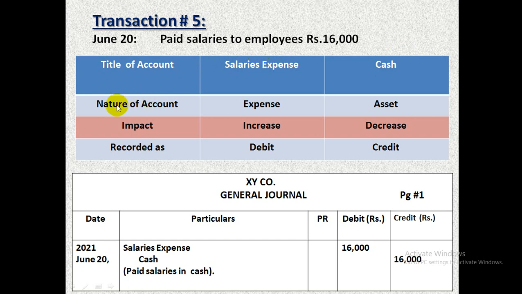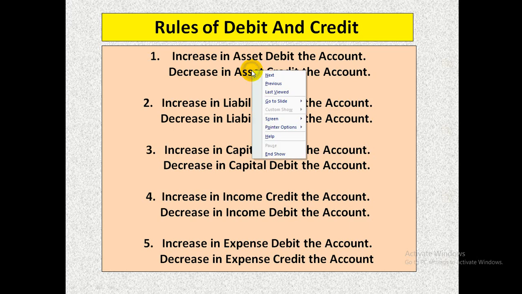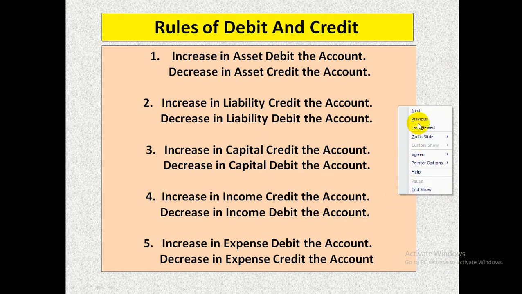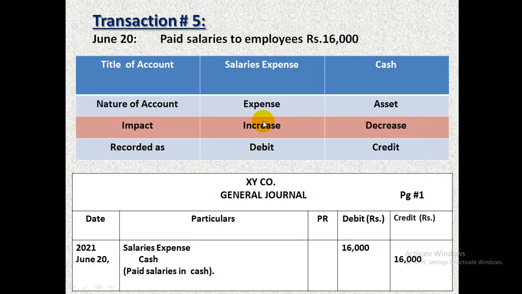Salaries expense by nature is an expense account. Whenever we are incurring expenses, our expenses are increasing. According to rules of debit and credit, increase in expense, debit the account. Therefore, we will record this increase of expense in the debit side of journal.